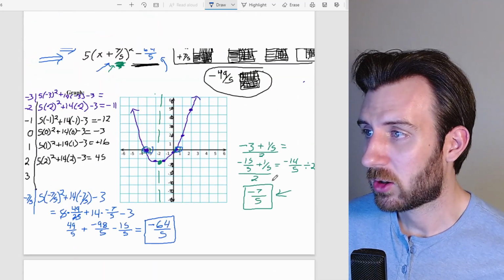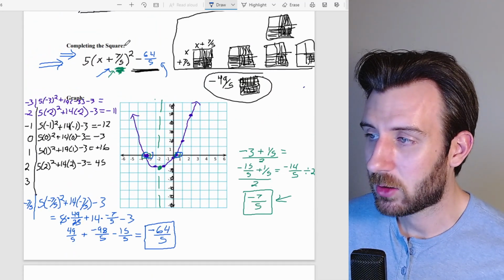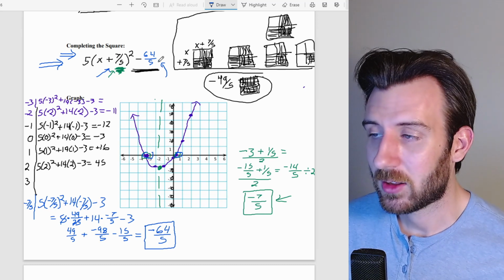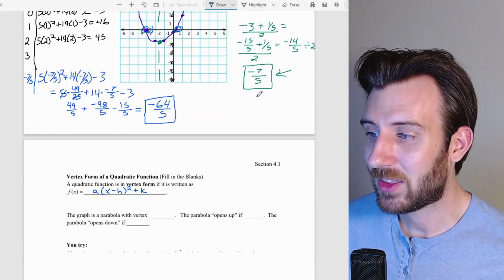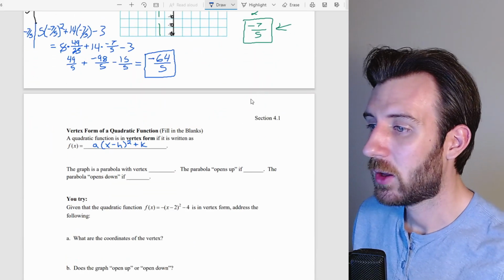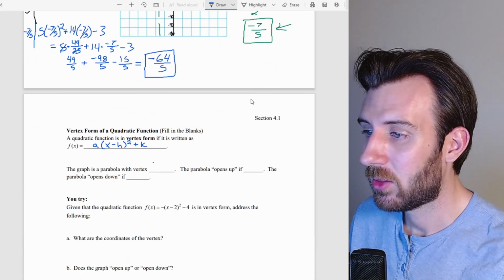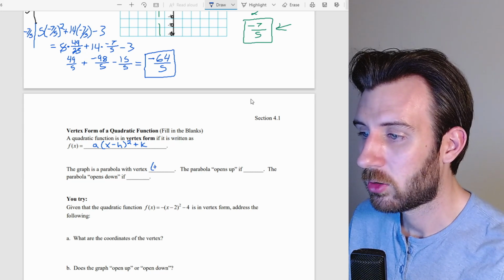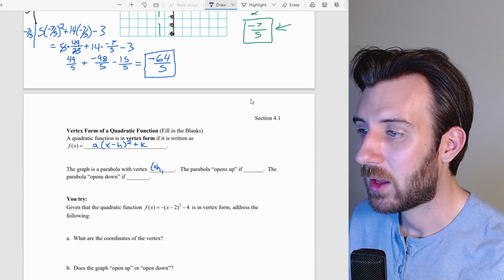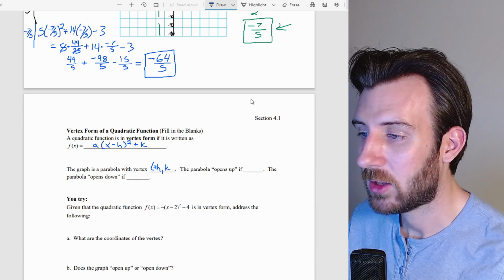If we come back up here to our example again, the vertex was at the opposite of the number in the parentheses for the x value, and the y value is going to be the number outside the parentheses. So let's try to capture that. It has a vertex at the opposite of the thing in the parentheses, so that would be plus h, and the same thing as the one on the outside, h and k.